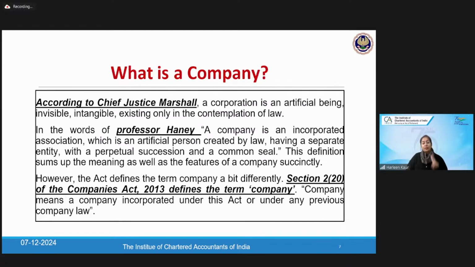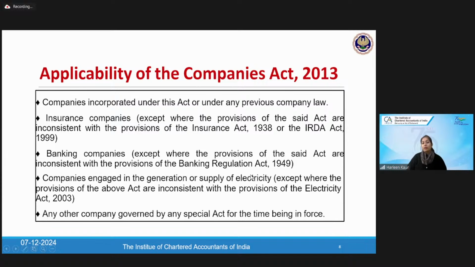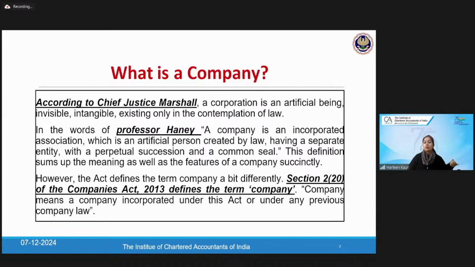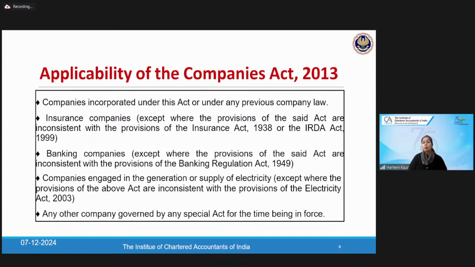How the company is incorporated, your second lecture with me will include how it is incorporated and what are the steps required for incorporating. Now, this is a 3 marks question: applicability of the Companies Act. How is the Companies Act applicable, to whom, to which all companies is the Companies Act applicable? So it says, number 1, it is applicable to all the companies incorporated under this act. So this is your definition of company. Whatever companies have been incorporated under this act or under any previous company law, this act is applicable to them. Is it applicable to insurance companies?